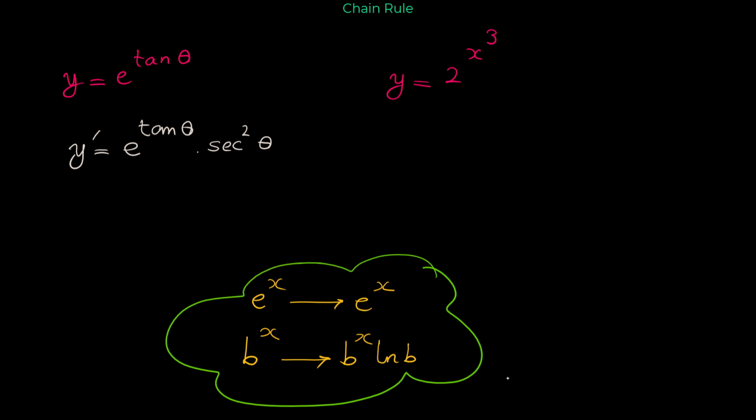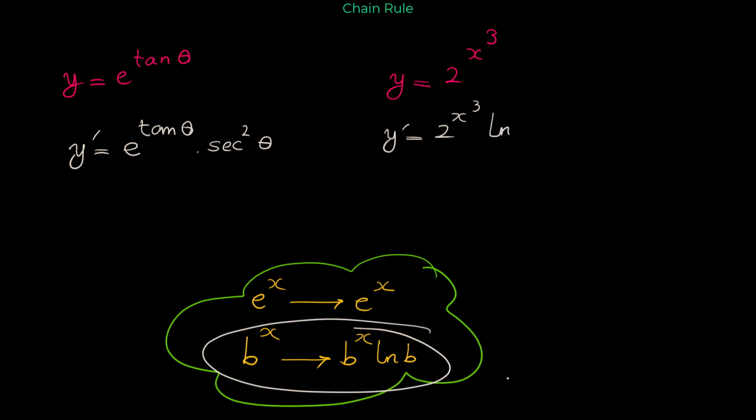Now let me show you how we can find the derivative of 2 to the power of x cubed. For finding the derivative of 2 to the x cubed, we use this formula. The derivative of 2 to the x cubed is 2 to the x cubed times ln of 2. This is the derivative of the outside function, and multiply it by the derivative of inside. What is inside? The inside is the exponent, x cubed. What is the derivative of x cubed? 3x squared. So multiply this by 3x squared.